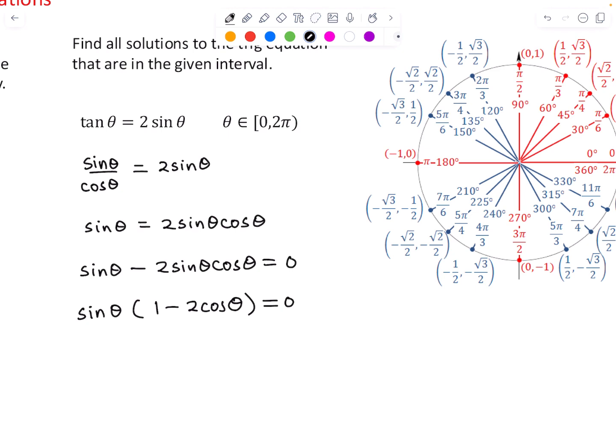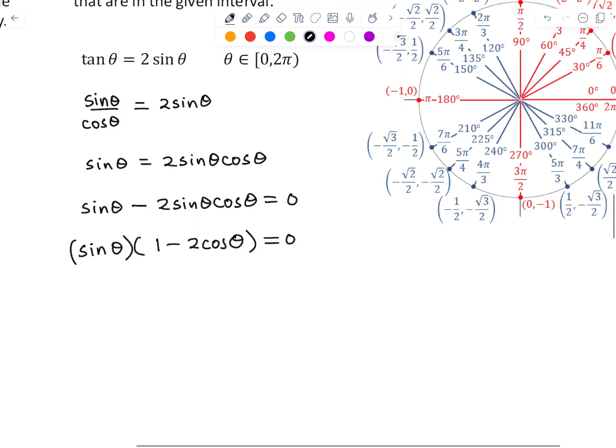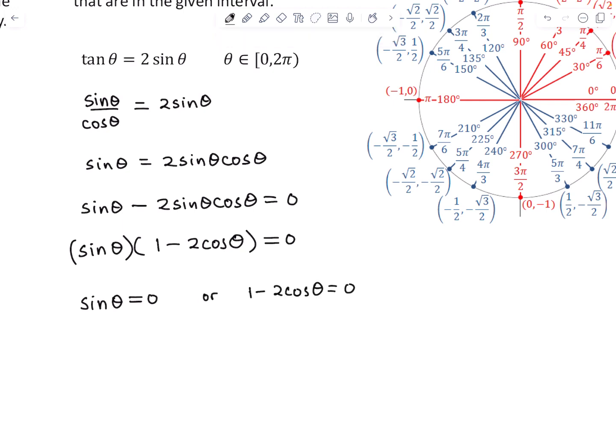And now because I have a product, sine theta times 1 minus 2 cosine theta, and that product is equal to 0, therefore we can use the zero product property and say that either sine of theta has to be 0, or 1 minus 2 cosine theta has to be 0. So we get two different trig equations to solve.